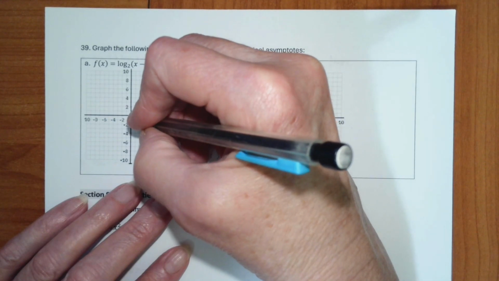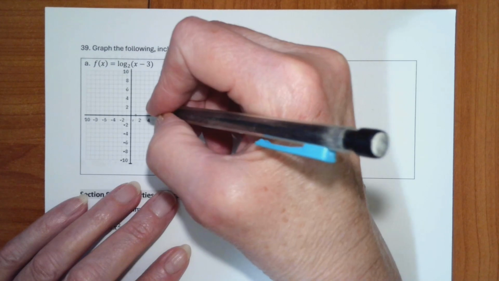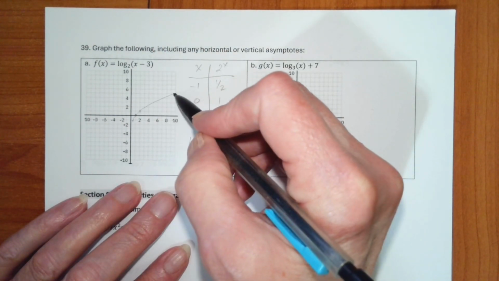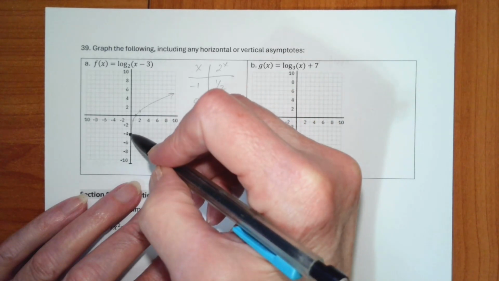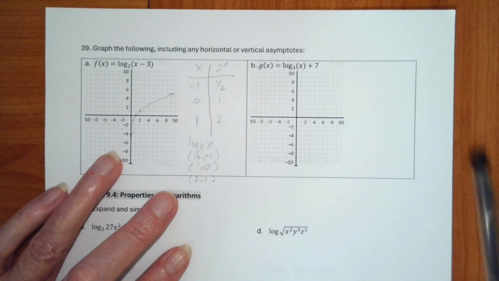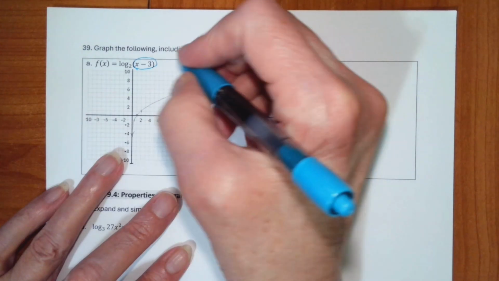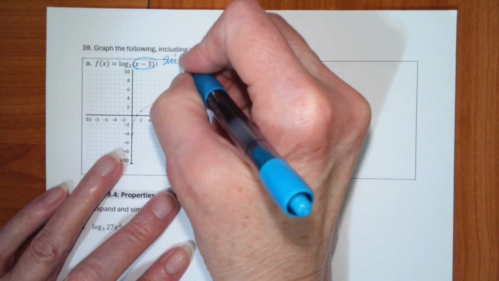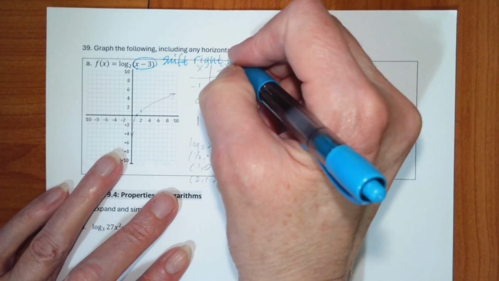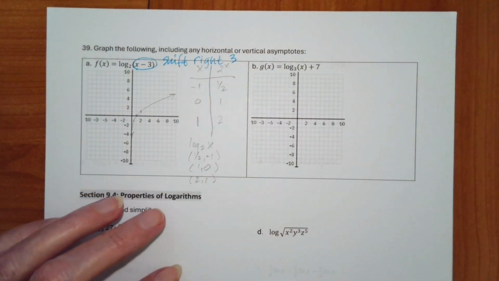Okay, so I have 1 half, negative 1, 1, 0, and 2, 1. And I know the general shape of the graph, and I have a vertical asymptote there. But what this tells me here is it's shifted to the right 3 units.